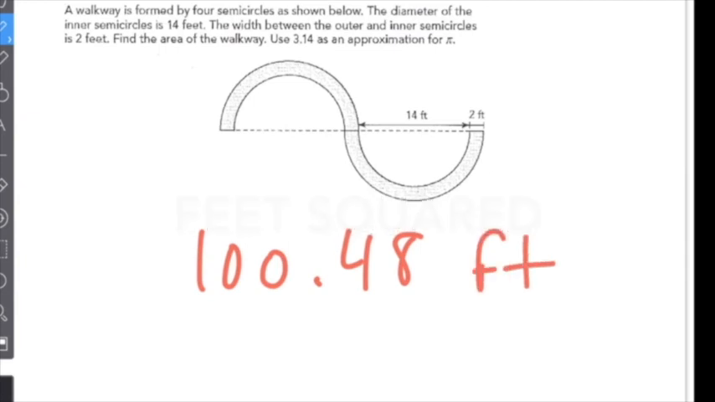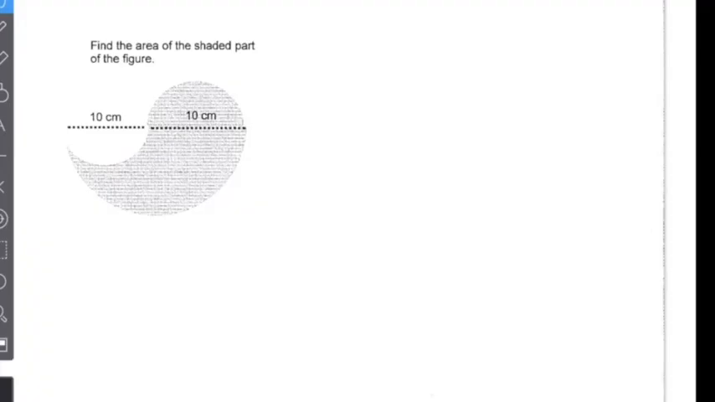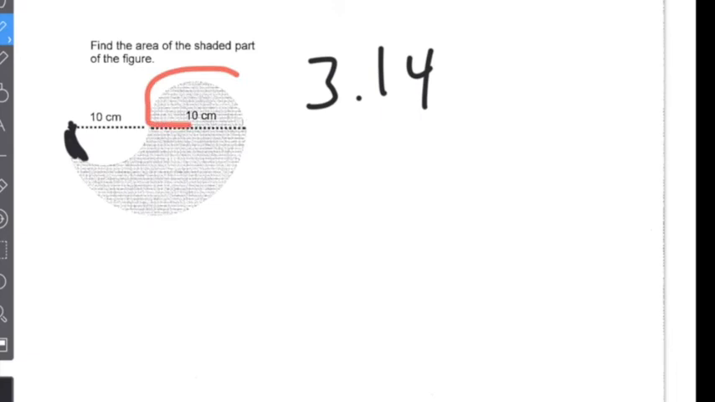Okay, boys and girls, for this problem, if you remember in class I told you this kind of goes up to here. So we need to figure out the area of the shaded figure, and we're going to use 3.14. If you look at it carefully, you'll see that this little semicircle, if you take it and flip it, would actually fit right into there.